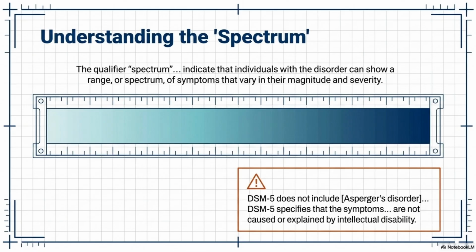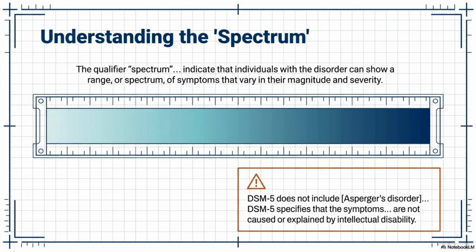So why remove the specific label if it accurately described a particular presentation of symptoms? Because clinical research failed to demonstrate that Asperger's was qualitatively different from autistic disorder. It wasn't a different mechanism in the brain. It was just a different magnitude of the exact same underlying condition. It's a quantitative difference, not a qualitative one.